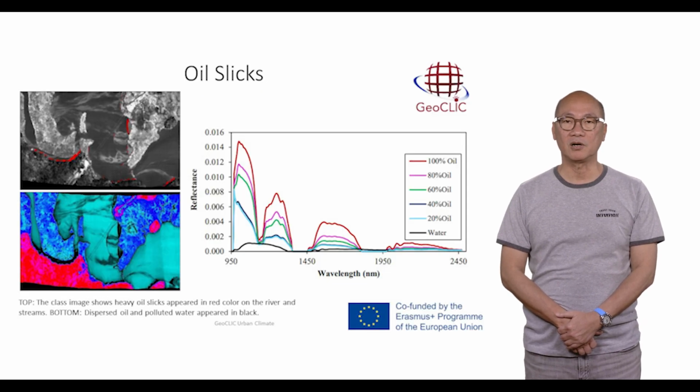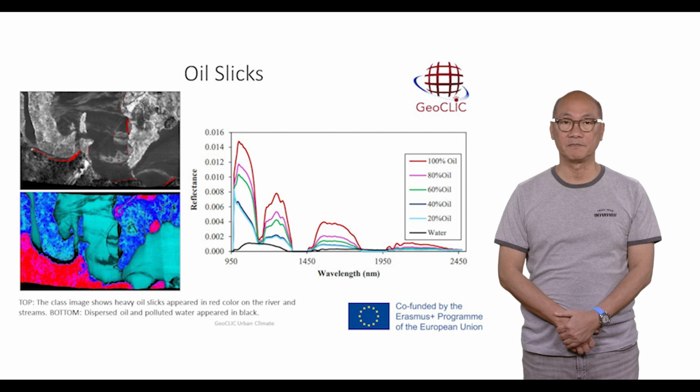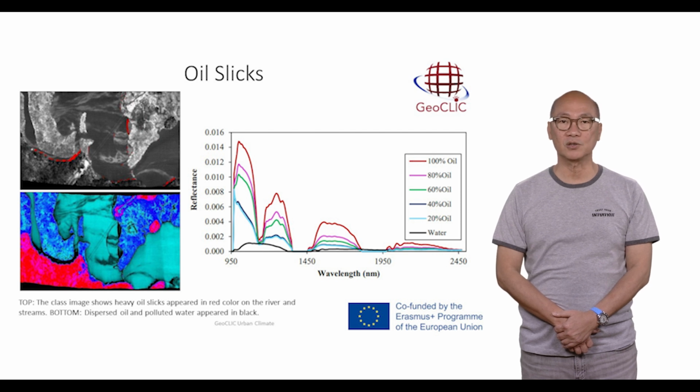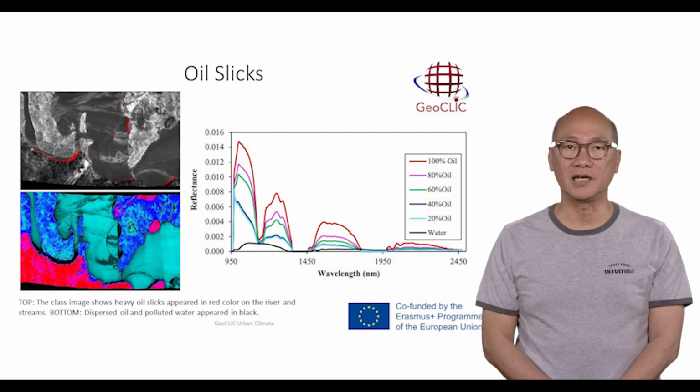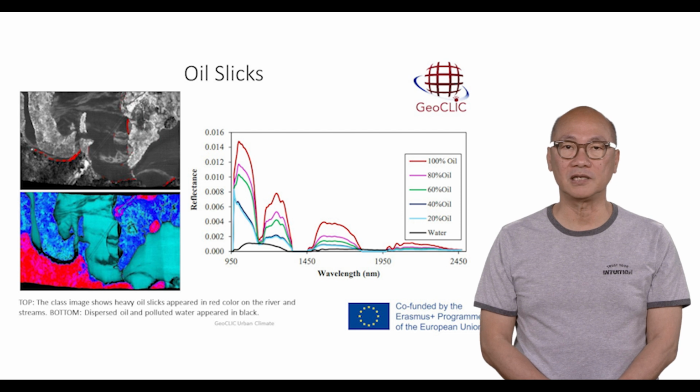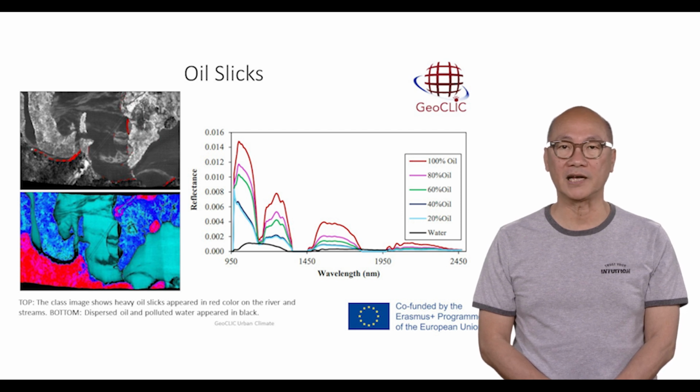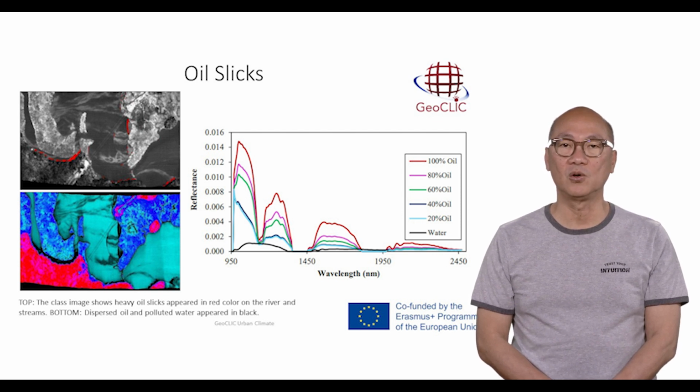This is an example of oil slicks detection. The top figure on the left shows heavy oil slicks on the river colored in red, identified using hyperspectral images. The bottom figure on the left shows dispersed oil and polluted water appearing in black. The figure on the right shows that hyperspectral images can separate different percentages of oil mixes, which exhibit different spectral signatures.